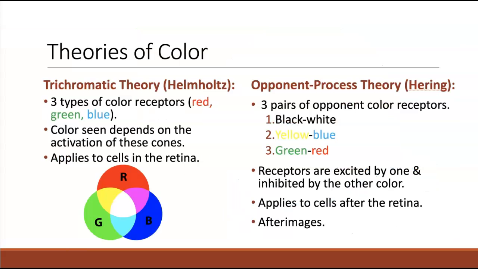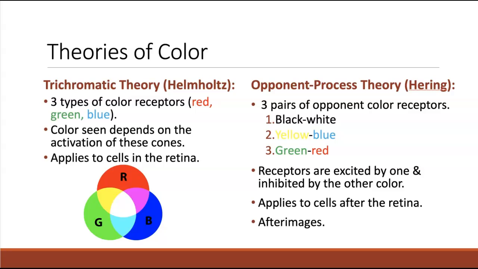Okay, so moving on to theories of color. There are two theories of color that I want you to know on the exam, and actually both have been supported, but for different parts of the eye. The first is the trichromatic theory of color vision. This was proposed by Helmholtz, who believed that our eyes have three types of color receptors: red, green, and blue. When we're talking about color receptors here, we are talking about cones. So we have three different types of cones: red, green, and blue, and the color we see will depend on the activation of these cones.